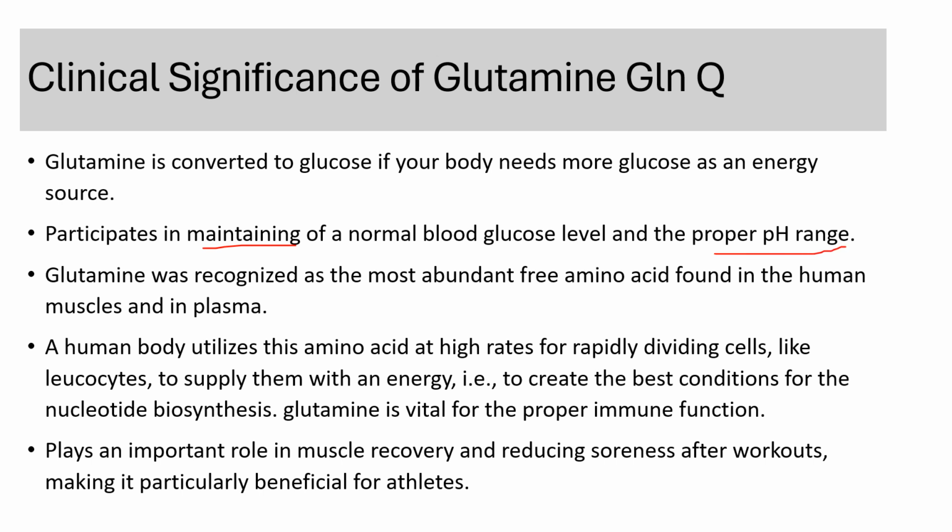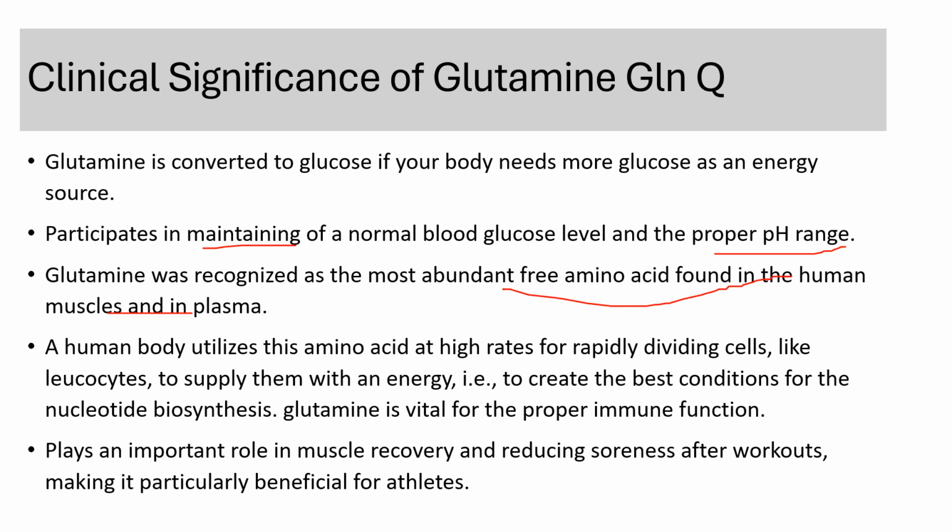Glutamine was recognized as the most abundant free amino acid found in the human muscles and in plasma. So also remember, right? A human body utilizes this amino acid at high rates for rapidly dividing cells like leukocytes to supply them with energy to create the best condition for nucleotide biosynthesis. Glutamine is vital for proper immune function, plays an important role in muscle recovery and reducing soreness after workouts, making it particularly beneficial for athletes. So it's very important for athletes.